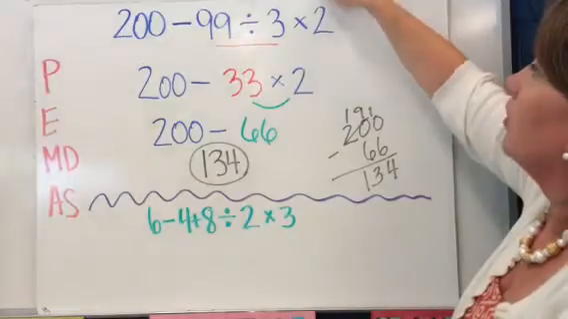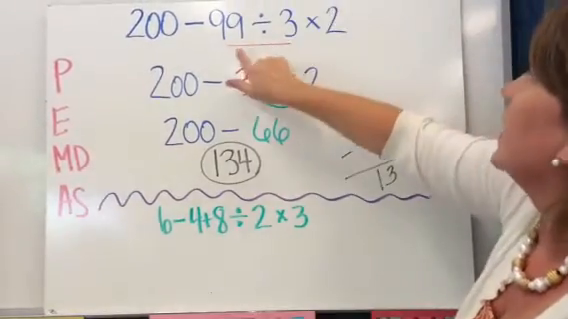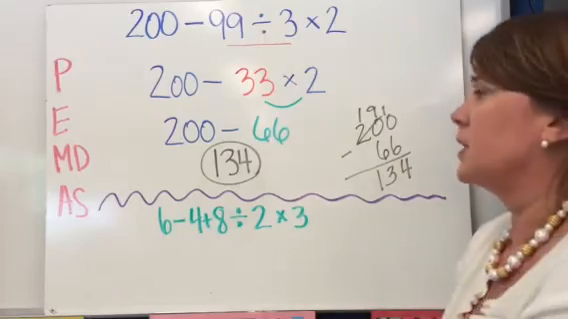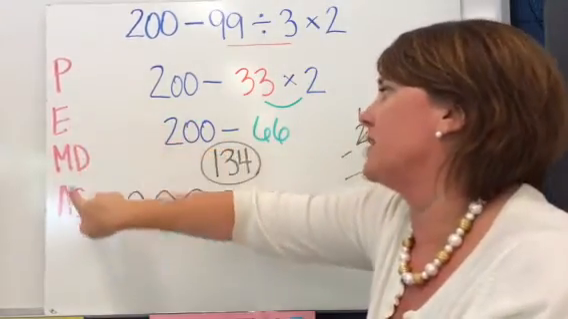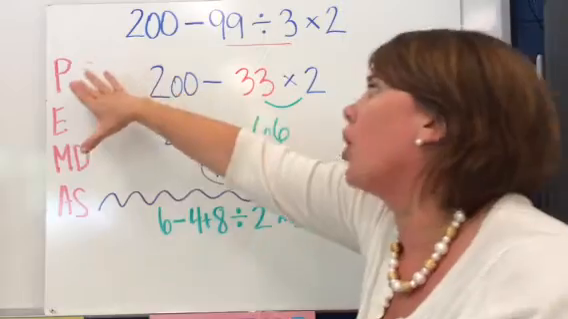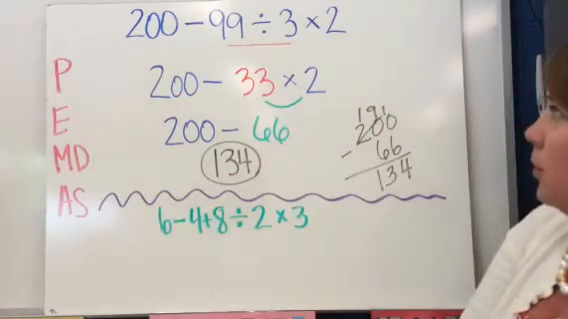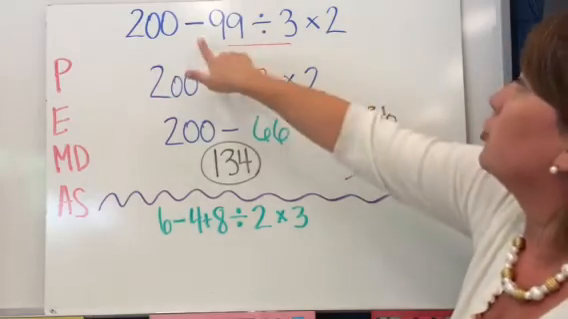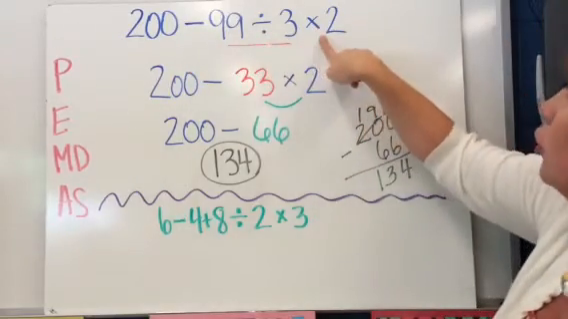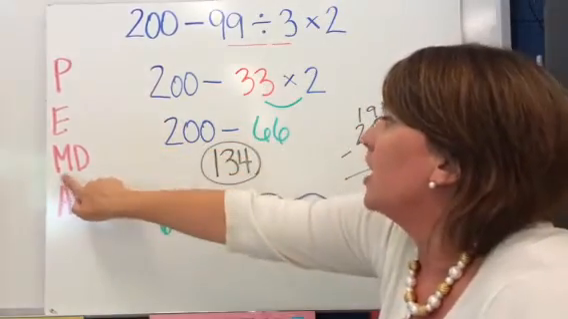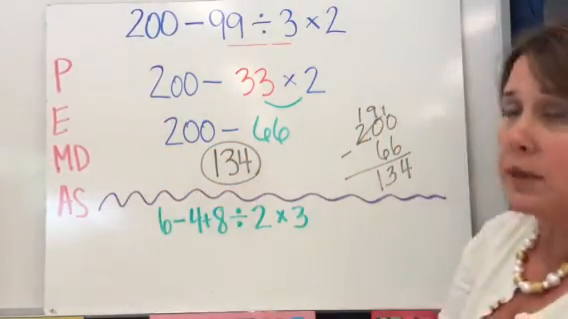Let's look at a few others. 200 minus 99 divided by 3 times 2. Now we've already seen some like this, but remember there's not always these characteristics. There are not always parentheses in a problem. There are not always exponents in a problem. But in this problem we have subtraction, division, and multiplication. And there are no parentheses, there are no exponents. There's division and there's multiplication.